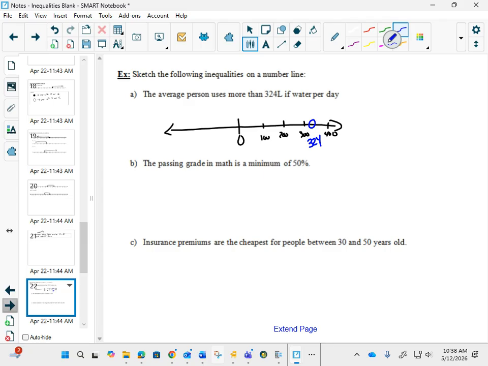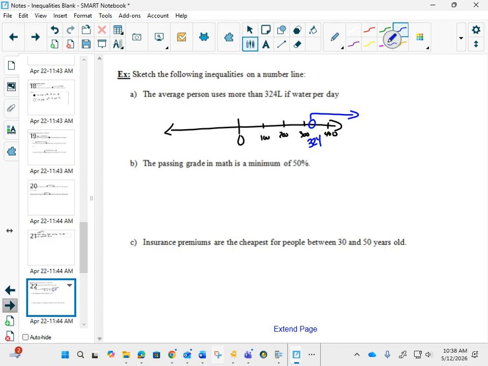Do I fill it in? Does it have the equal in the sentence? Does it say more than or equal or just more than? More than. So we leave it open. Which way is more? Right. This way. Oh, that's 400. So I went by hundreds, 100, 200, 300.